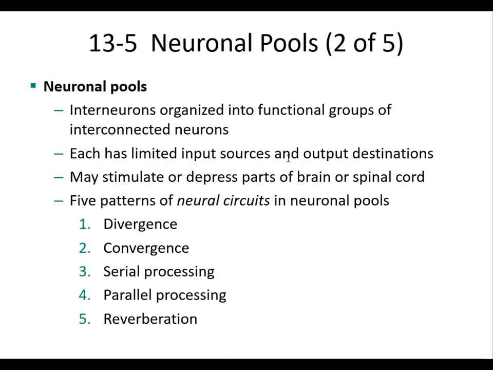So neural pools, it's important to know that a neural pool is basically the organization of the groups of neurons. So again, one neuron talks to another neuron, or it may have a little bit different configuration where one talks to multiple. The 5 patterns of neural circuits are divergence, convergence, serial processing, parallel processing, and reverberating. So I'm going to look at each of these neural pool types.